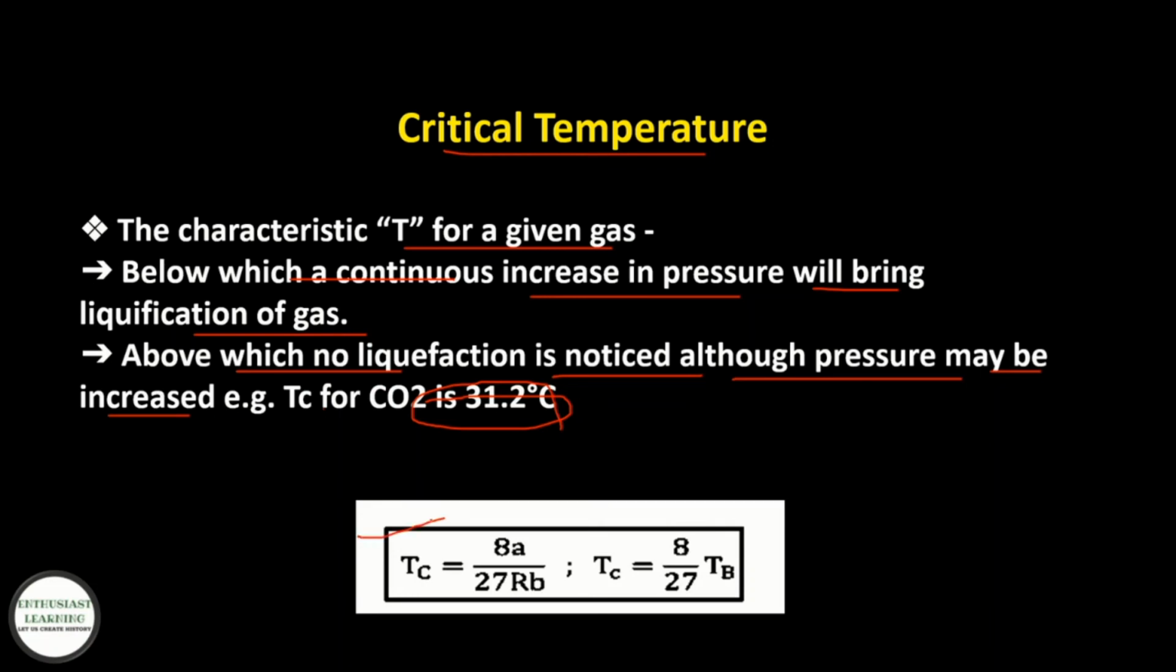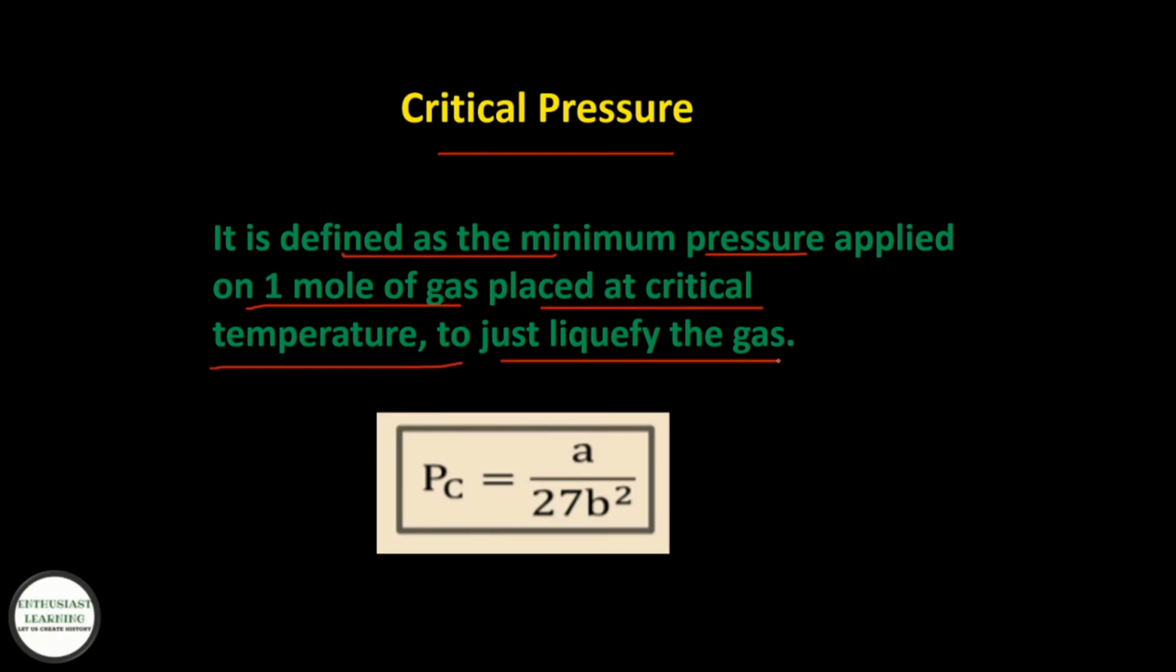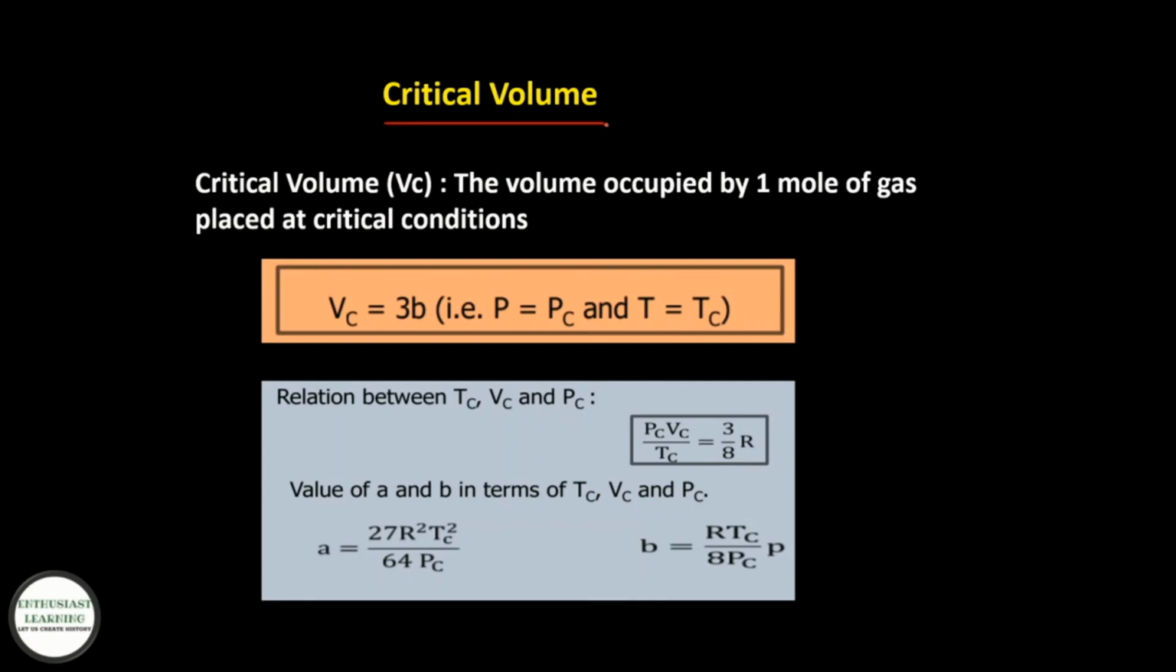The critical temperature is 8A by 27Rb, or it can be written as 8 by 27 into Tb. Now the critical pressure. It is defined as the minimum pressure applied on 1 mole of gas placed at the critical temperature to liquefy the gas, which is equal to A by 27B square. Critical volume Vc is the volume occupied by 1 mole of a gas placed at critical conditions. Vc is equal to 3b.